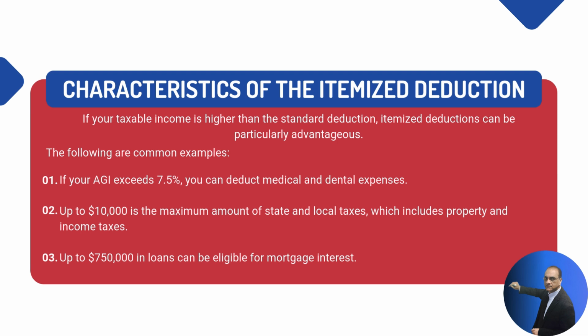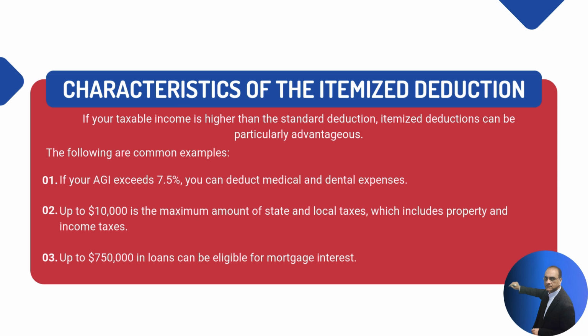Basically, let me give you here a tax tip, particularly for the students, when you study about the tax return. It is all about the revenues minus how much expenses you can claim and what credits are available to claim to reduce the liability. As much as liability legally you can reduce, the taxpayer will pay the least taxes. So itemized deduction and standard deduction are also elements of reducing income. Now let's go back to the characteristics of the itemized deduction. If your taxable income is higher than standard deduction, itemized deduction can be particularly advantageous.